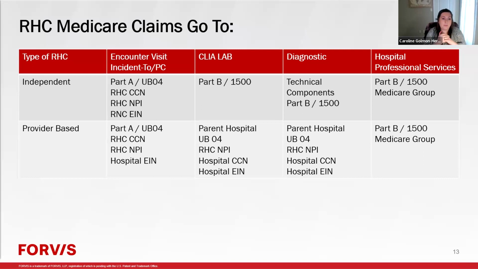This table just details out where those RHC Medicare claims actually go. We have it broken out in terms of type of RHC, independent or provider-based, and then across the top, the type of visit. Those encounter visits for provider-based would go to Part A on a UB04, and it would have the RHC's NPI. If there are any labs, that would go to the parent hospital on a UB04. If there are any hospital or professional services rendered, that will go to Part B on a 1500.